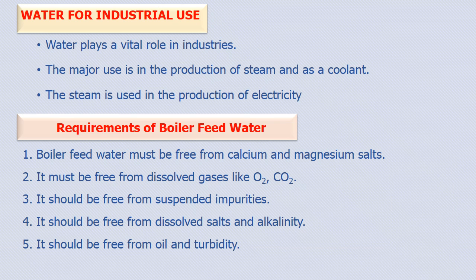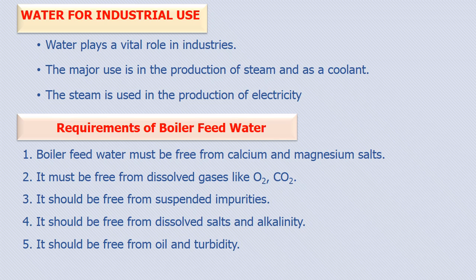Water is mostly used for industries. Water plays a vital role in industrial usage. It is mainly used for the production of steam and as a coolant, especially in the nuclear industry. Steam is also used for producing electricity.